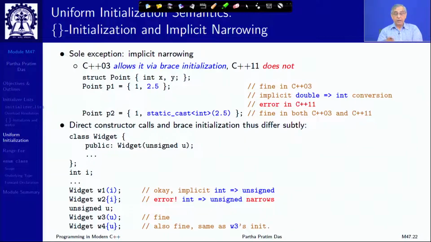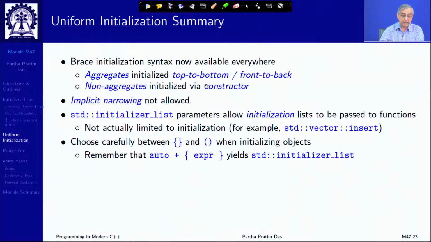So, there is another example on implicit narrowing. I will leave it for your self study. In summary, braced initialization is available everywhere. Aggregates will initialize top to bottom, front to back. Non-aggregates will initialize via constructor, and implicit narrowing is not allowed. And initializer list parameters will allow the initialization list to be passed to functions. Right?